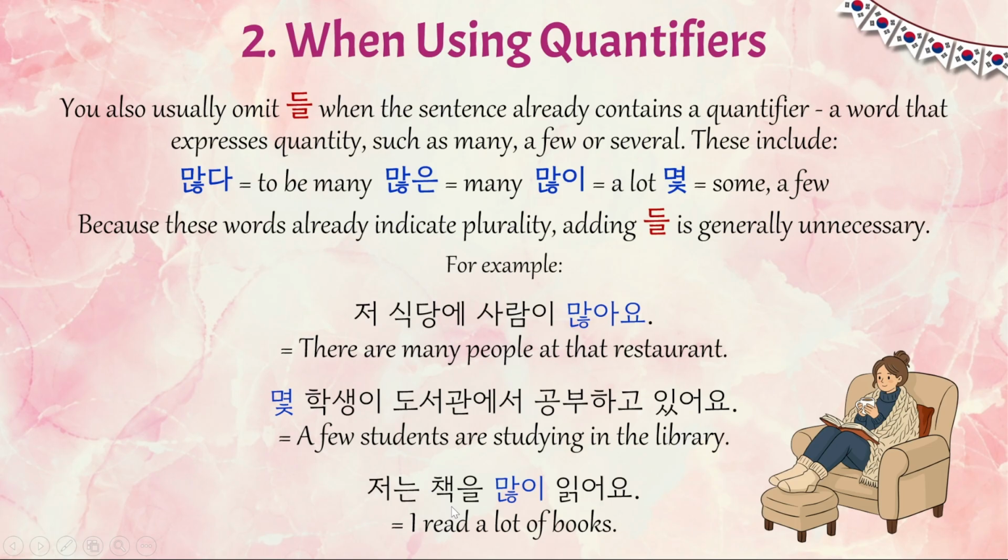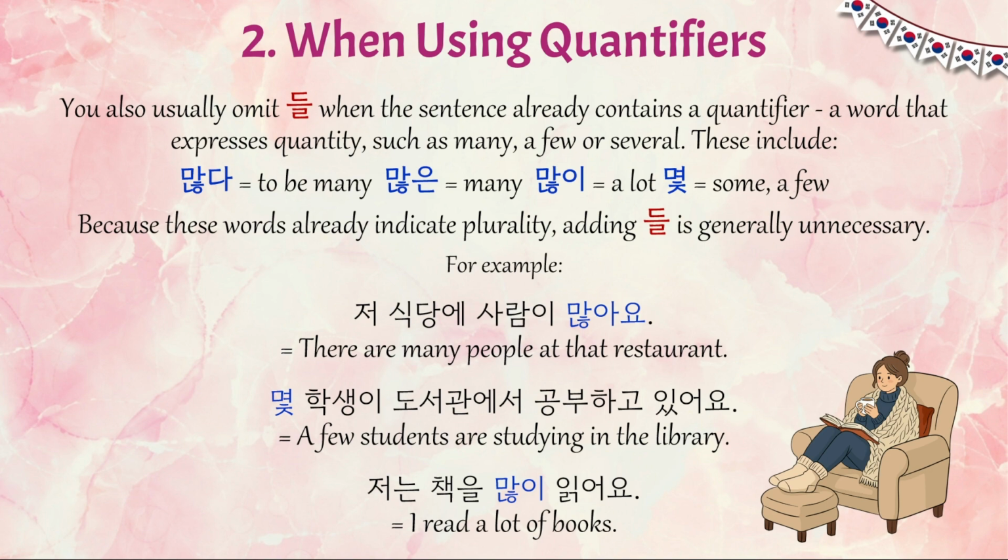책들. No, there is no need. So basically, in all of these examples, the meaning is already plural, so 들 is usually left out. So the two cases where we can omit 들 are: one, when a number or counter is mentioned in the sentence, or case number two, when you're using quantifiers in a sentence.